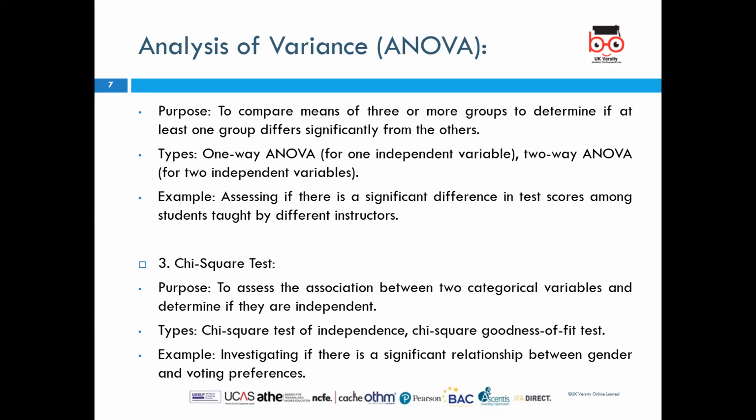Then you have the chi-square test. The main purpose of the chi-square test is to test the association between two categorical variables and determine if they are independent. So the different types of chi-square test include the test of independence and the chi-square goodness of fit test. An example could be investigating if there is a significant relationship between gender and voting preferences. For example, in the US, if the male gender prefers the Republican Party and the female gender prefers the Democratic Party or something like that.